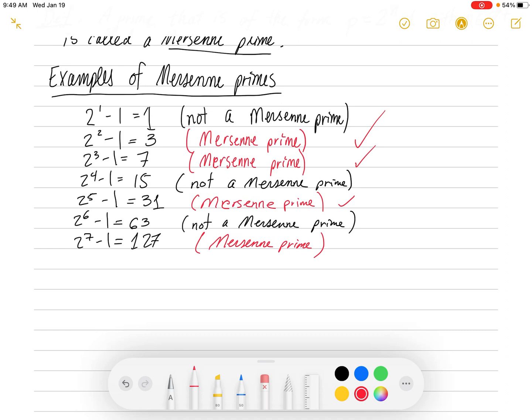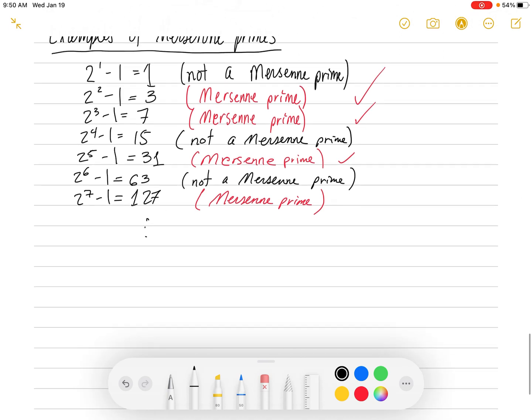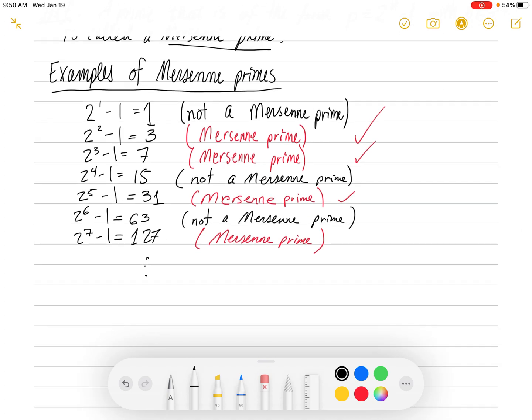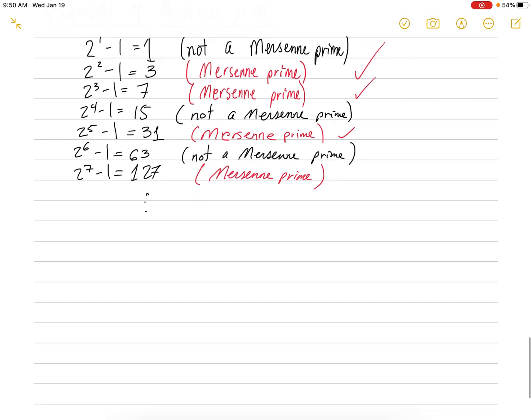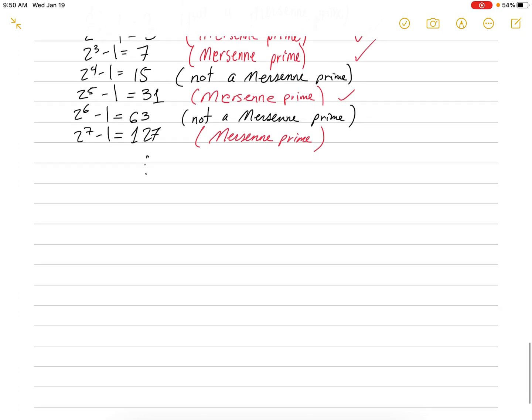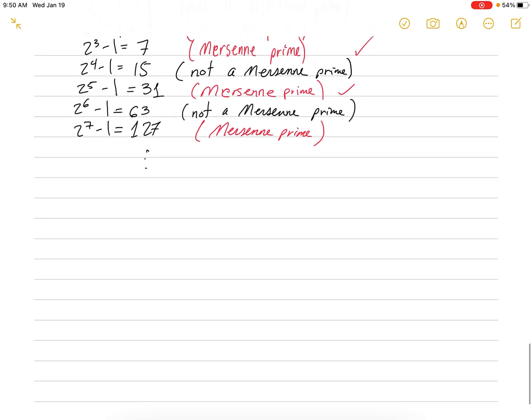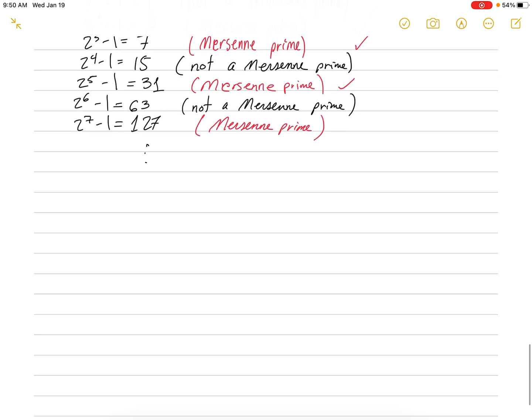How could you check if 127 is prime? Well, you could take the square root of 127, which is 11 point something, take the floor of that, which is 11, and then check if 2, 3, 5, 7, and 11 are factors of 127. None of them are, so it is a Mersenne prime. And you can keep going, finding more. So 2 to a power minus 1 isn't always a Mersenne prime. Sometimes it is, sometimes it isn't. Here's an important fact.